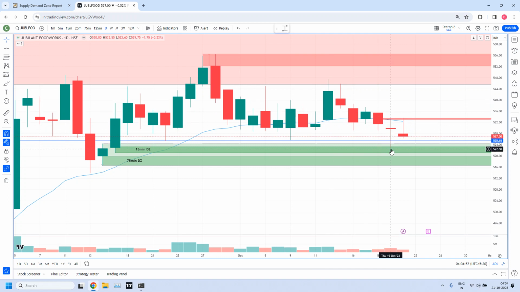And this is the real entry as per our demand and supply zone principles, where we took an entry yesterday and got a good return. But imagine if we were aware of this concept, you would have taken an entry on 9th October, and on 12th October you would have got a very good return.